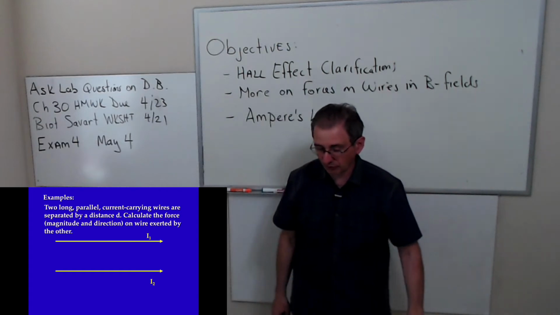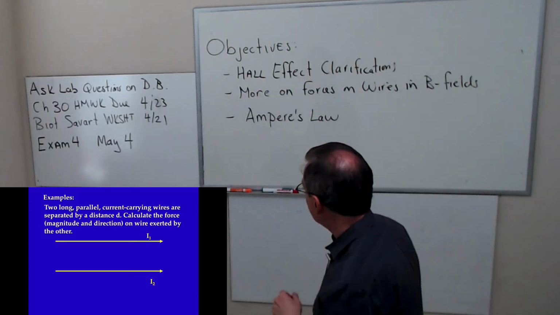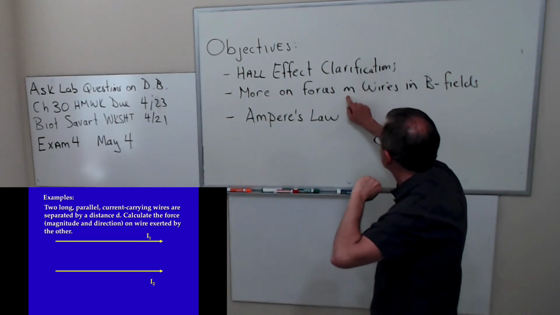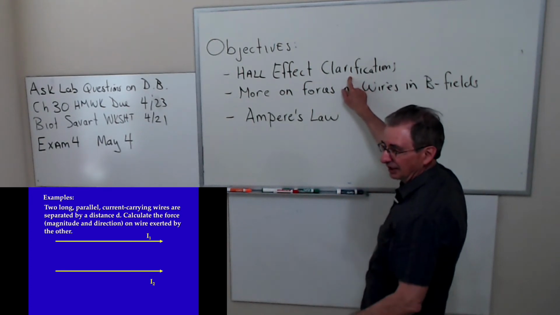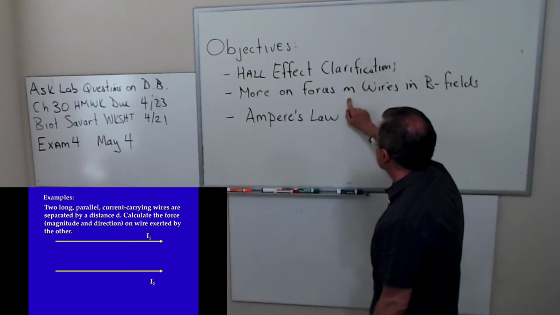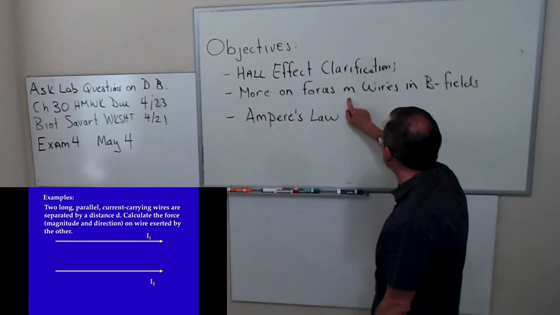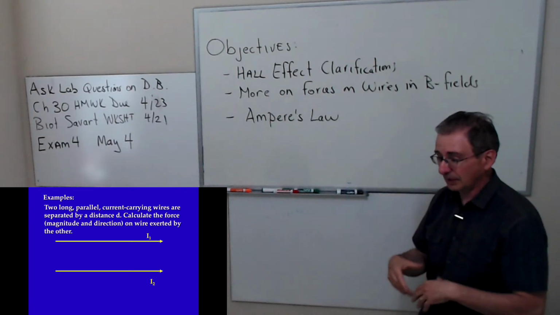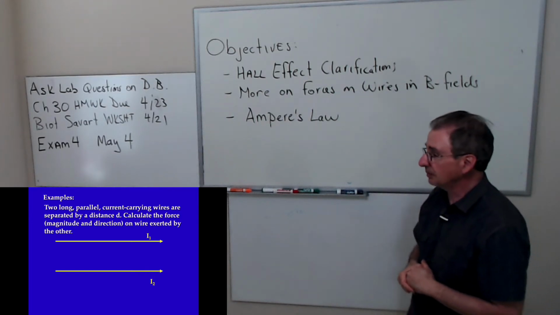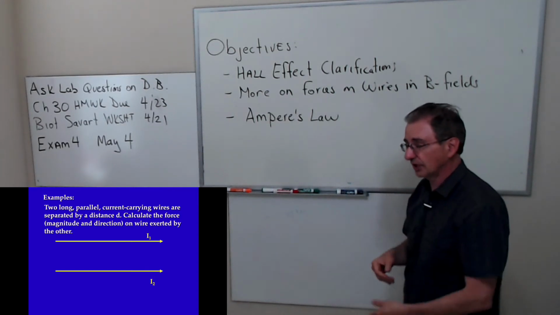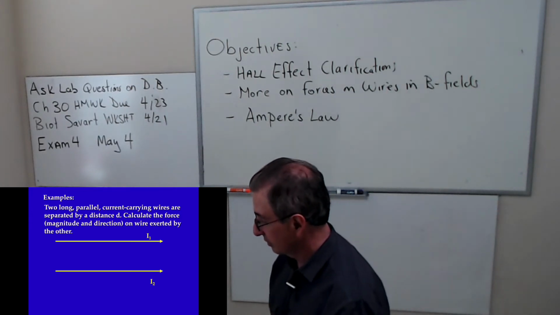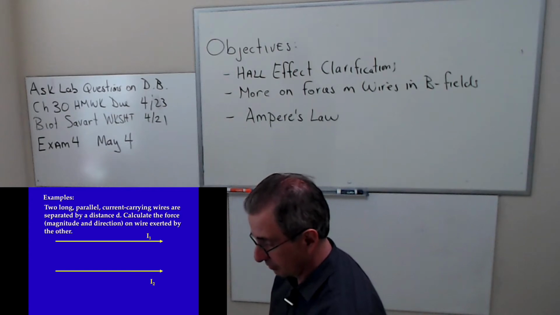And then again, May 4th is your fourth exam. What I want to do today is clarify some things on the Hall effect, although I'm still not going to go through all the details. I just don't have time. I want to say a few more things about forces on wires in magnetic fields, and then I want to do Ampere's law. I should be able to get everything done today, and then on Tuesday I will be able to start chapter 31, which to me is probably the most interesting part of the course.